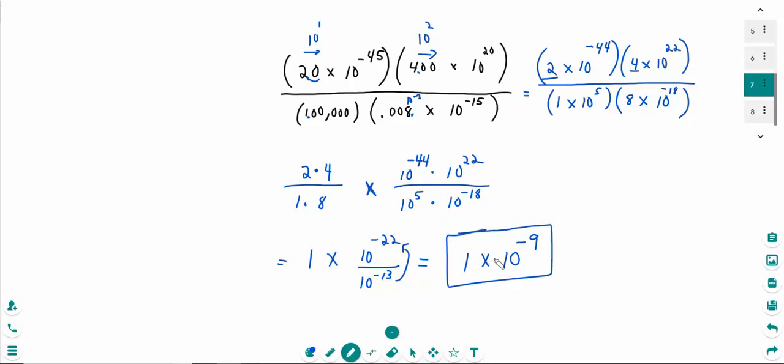And there we go. All right, so there you have it. Again, it's not too complicated. It's fairly straightforward, and hopefully it's pretty clear.